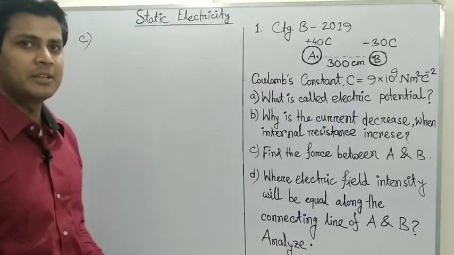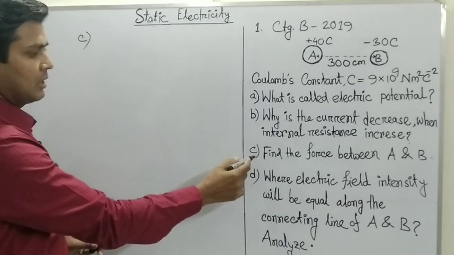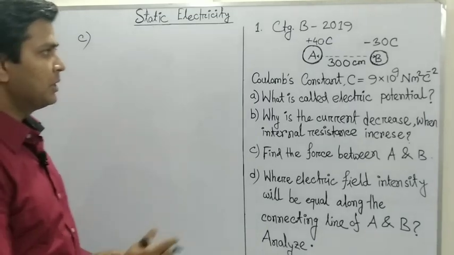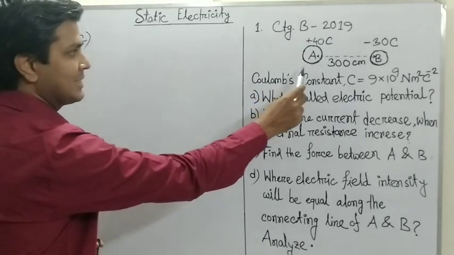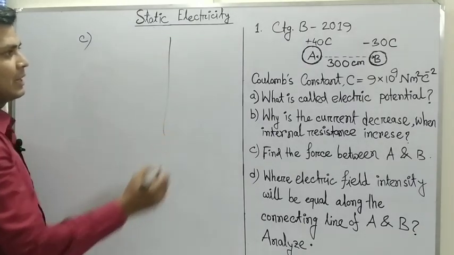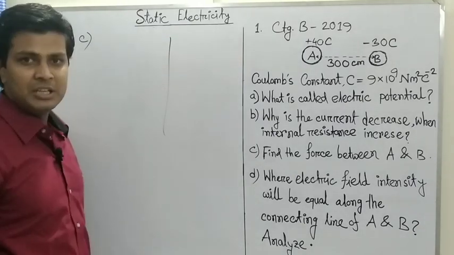Now question number C. Let's see the question. Find the force between A and B. That means there is a force existing between A and B. We have to calculate the force. First, let us see all the given quantities here.